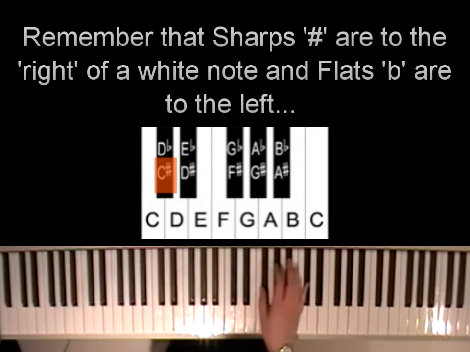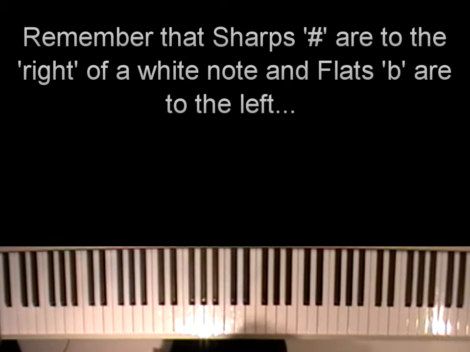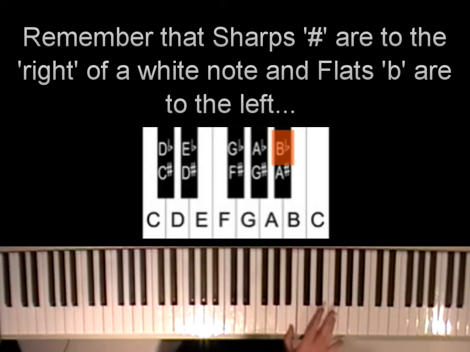Okay, then flats. So you may see some flats in some of the videos. Flats are to the left of a white note. So if we find B, for example, so C, D, E, F, G, A, B, flats are going to be to the left. So here's B and the flat is B flat.